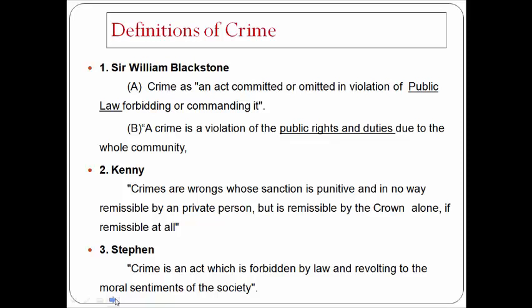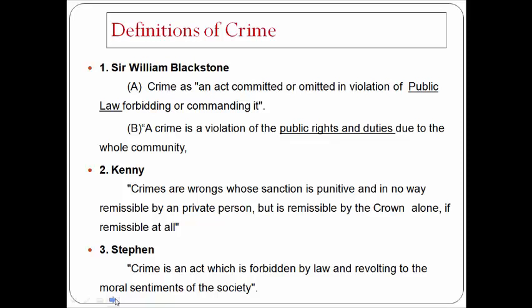Remissible means it can be set aside, compromised, or waived by any person. Crime is an act which cannot be compensated or remitted by a private person. Crime is an act against society, so individuals do not have any right to compensate or waive the right against the criminals. So it is not remissible by a private person but is remissible by the Crown alone. However, such wrongs can be remitted by the Crown. Crown, in the sense, we can take as a superior authority. The superior authority has the right to remit it. So such types of wrongs can be considered crime.